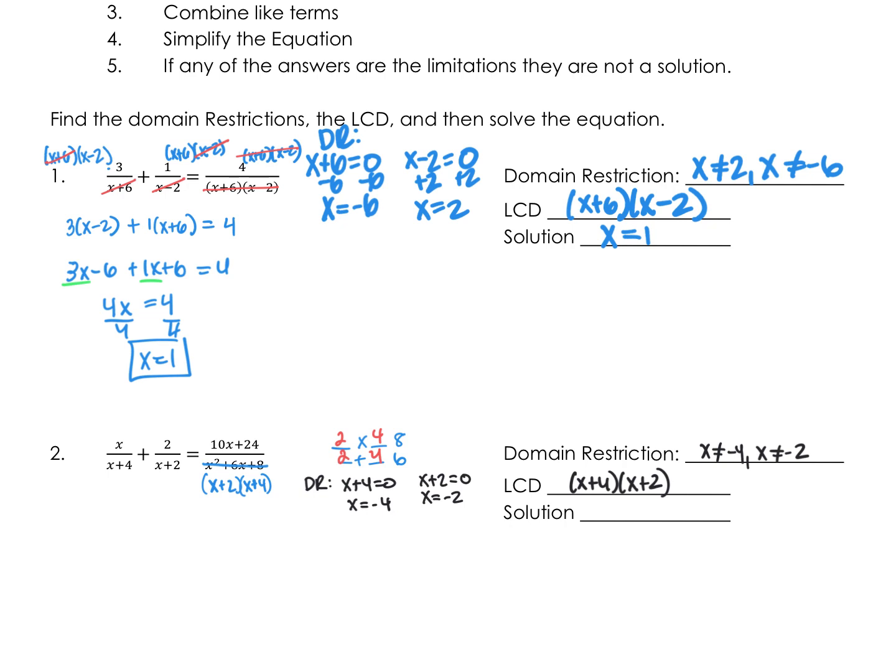Go ahead and now use your LCD to multiply and write down what you have left. Once you get to the equation part, I'll help you through that. We'll solve that equation together. That's the tricky part about this problem.